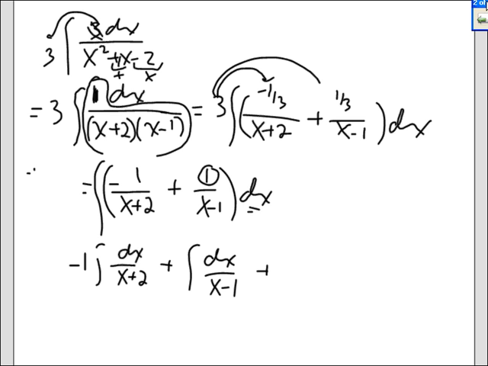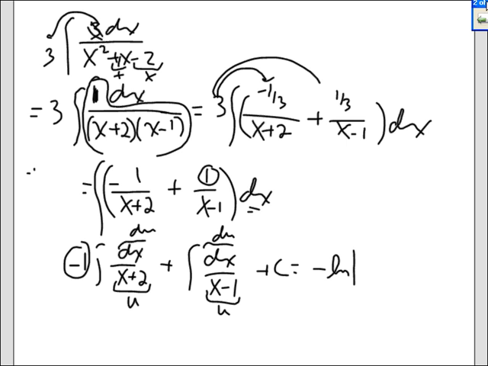Both of these integrals are straightforward. If I call either one of those u, then the top is du. You don't always get du over u, but a lot of times you do. So we have negative the integral of du over u, which is ln of absolute value of u, and u happens to be x plus 2, plus, because it does say plus, the integral of du over u. Well, that's ln of u. Plus c.